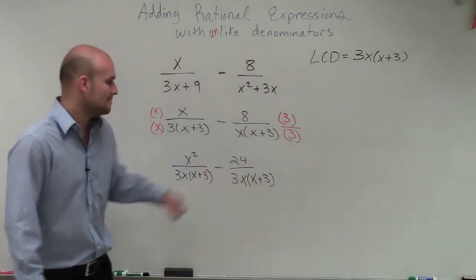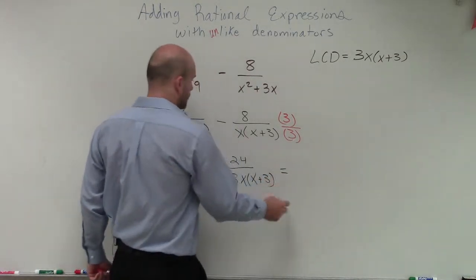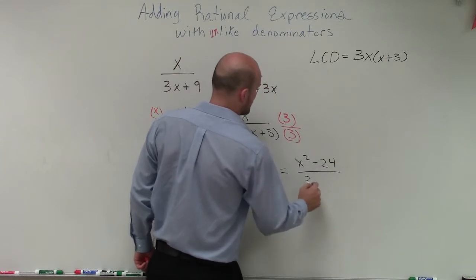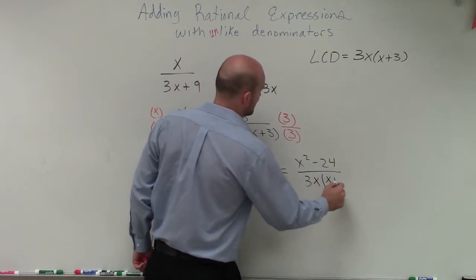Then I can combine these. Now that they have the same denominators, I can rewrite them as one expression, which is x squared minus 24 over 3x times x plus 3.